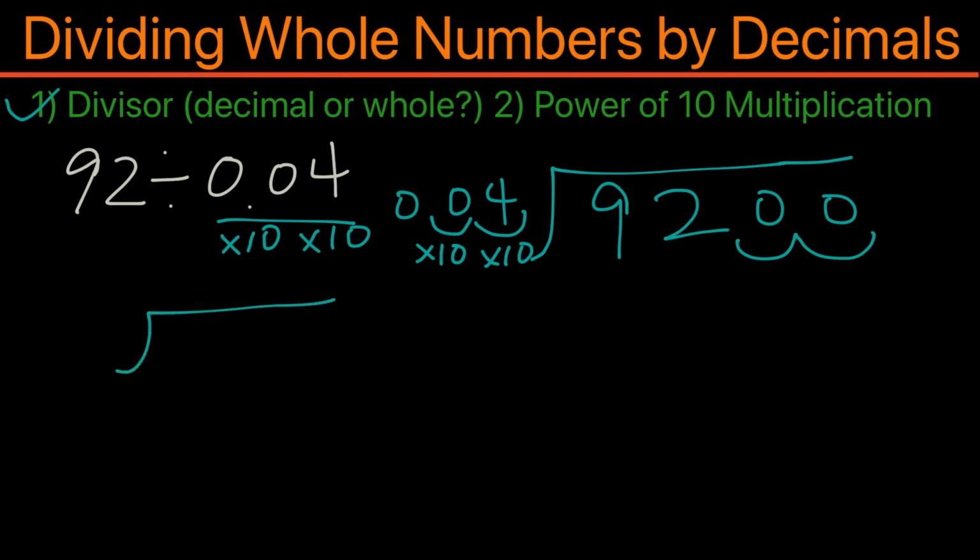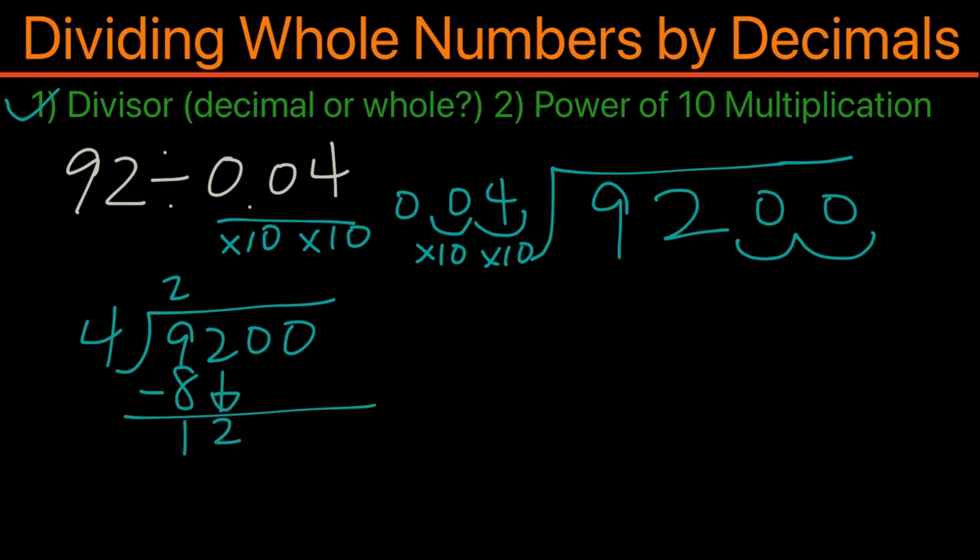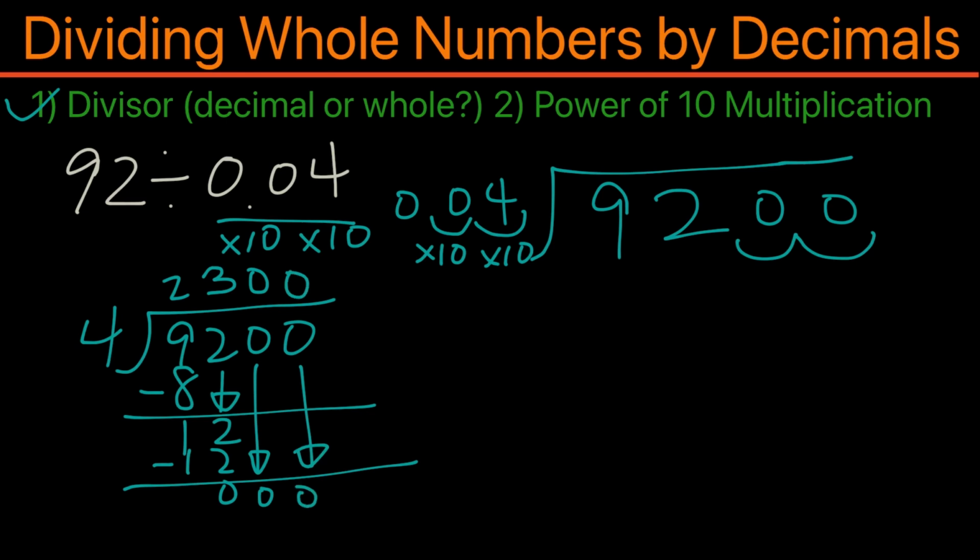And after we rewrite this, we have 9200 divided by 4. So we can complete the division by solving it. 4 times 2 is 8. Subtract, we get 1, bring down the 2. 4 times 3 is 12. So we get 0. Then we bring down the 0. So that will be 0. Bring down another 0 and another 0 up there. So our final answer is 2300.